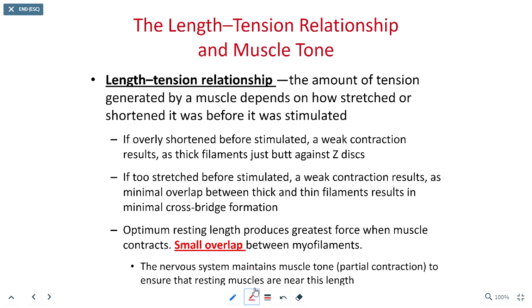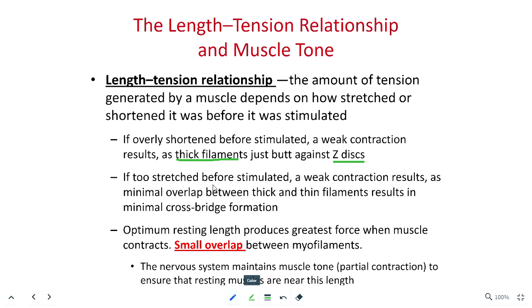The structural and functional unit of a skeletal muscle is going to be the sarcomere. And within that sarcomere, we are going to have thick and thin filaments. So if our muscle has lots of overlap between the thick and thin filaments, there's not that much more room that we can overlap them. The thick filaments of the sarcomere are just going to butt up against the Z discs of the sarcomere.